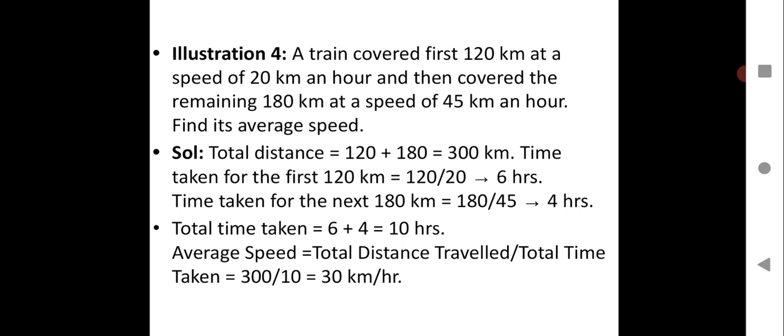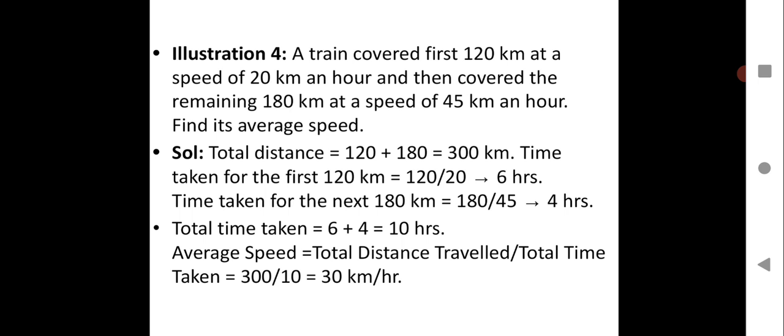So you have found time in both the cases with two different speed. The first case, when it travels 120 kilometer, the speed was 20 kilometer. So for that you got time 6 hours when you calculate. And next, when it covers 180 kilometer at a speed of 45 kilometer per hour, you got 4 hours. So the total time taken is 6 plus 4, that is 10 hours.